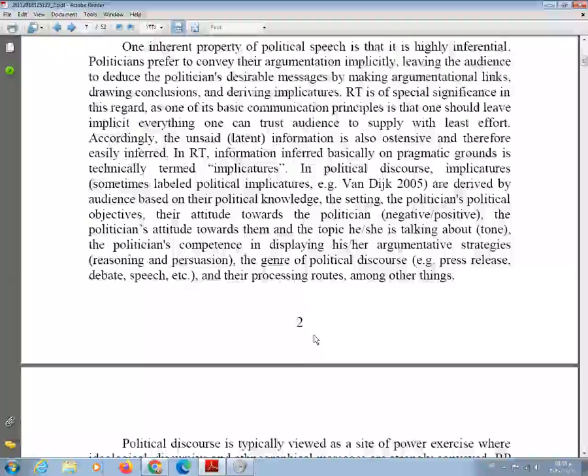So the politician or the speaker doesn't stand in front of the audience with the audience being empty-headed. No, they come, they sit and they have with them their experiences, their knowledge, their beliefs, their ideas, their biases, their expectations, and so on and so forth, their values. The audience doesn't sit in front of the politician or the speaker without doing anything. They are not passive receivers. No, they are very, very active.